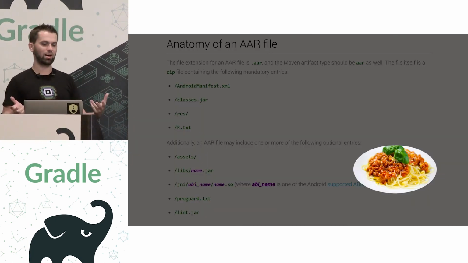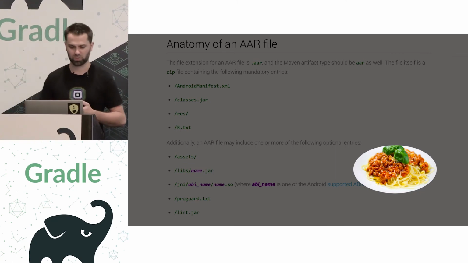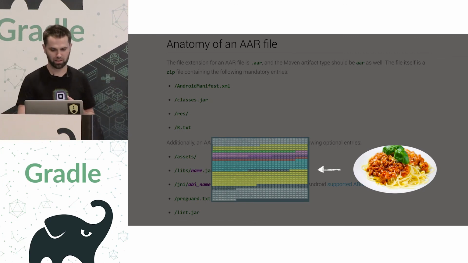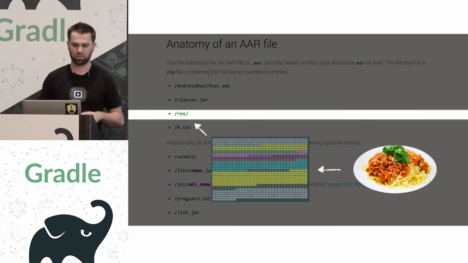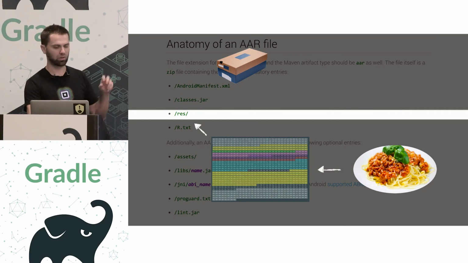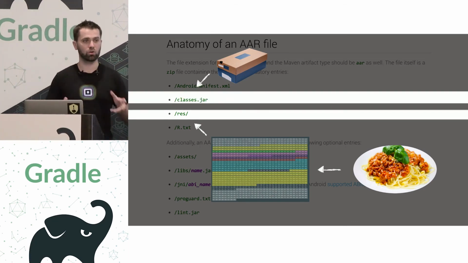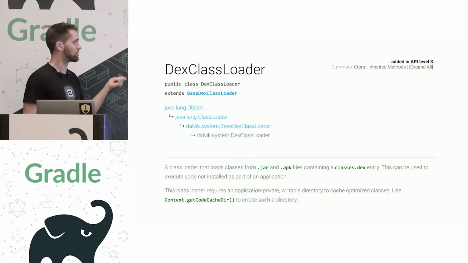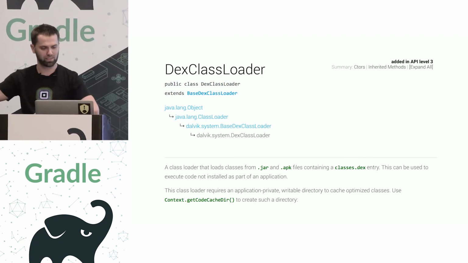So let's say that we have all of our spaghetti code. Instead of putting that into classes.jar, we're going to directly compile all of that bytecode into Dex. And then we're going to put that in the res folder as a raw resource. And then our classes.jar is going to contain just bootstrap code that's going to load that dynamic code at runtime. It turns out that Android has something called DexClassLoader, where you just give it a Dex file, and it's going to load all of these classes.